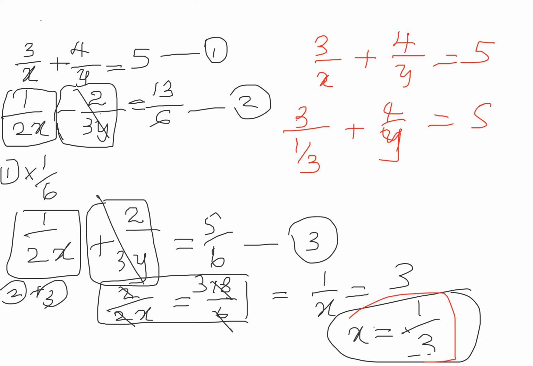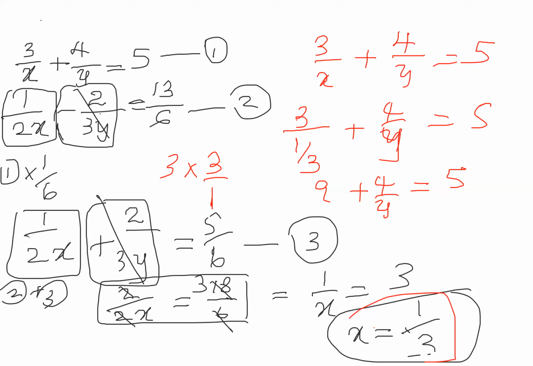So 3 divided by 1/3 means 3 multiplied by the reciprocal, no? We need to flip it upside down, right? That becomes 9 then, no? 9 plus 4y equals 5.